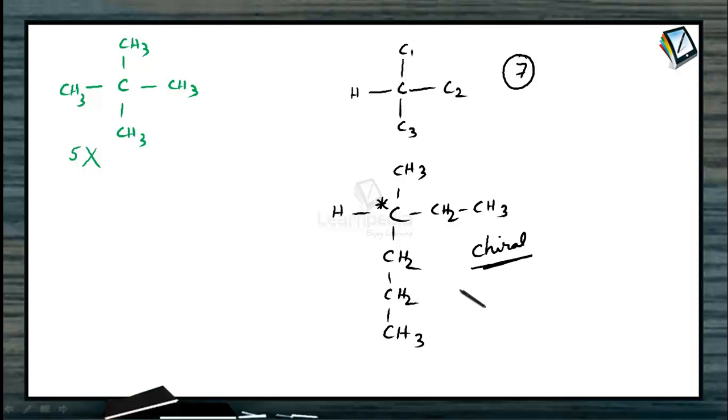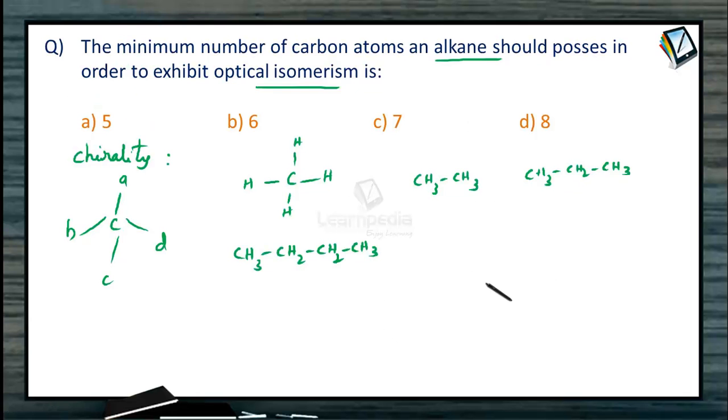So what did you get from here? In order to exhibit optical isomerism, the organic compound, here it is the alkane, should possess minimum 7 carbon atoms. So answer is option C.